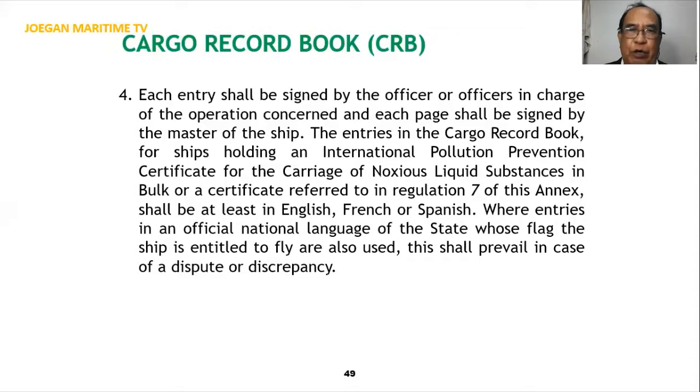The entries of the cargo record book for ships holding an International Pollution Prevention Certificate for the Carriage of Noxious Liquid Substances in Bulk, or a certificate referred to in Regulation 7 of this annex, shall be at least in English, French, or Spanish. Where entries in an official national language of the state whose flag the ship is entitled to fly are also used, this shall prevail in case of a dispute or discrepancy.